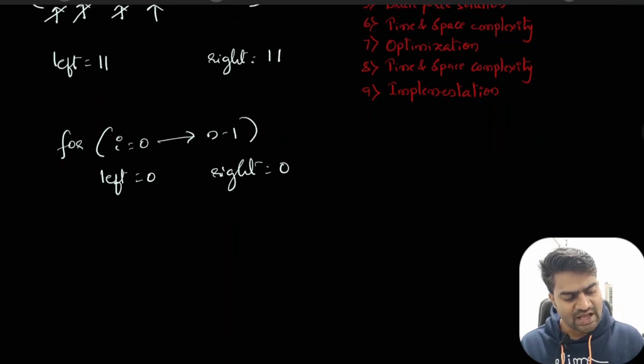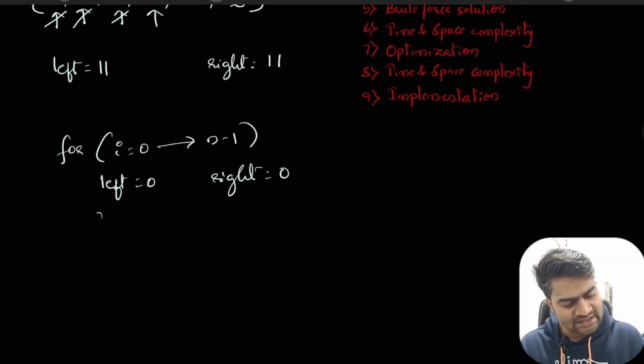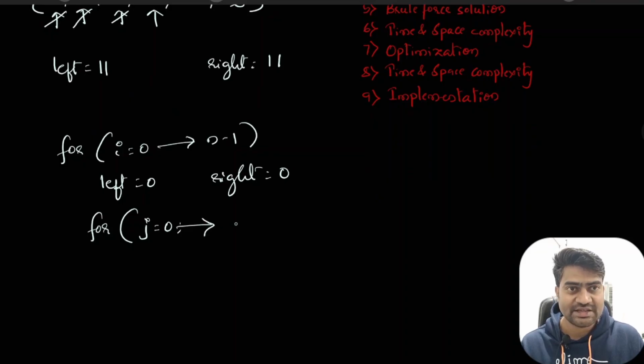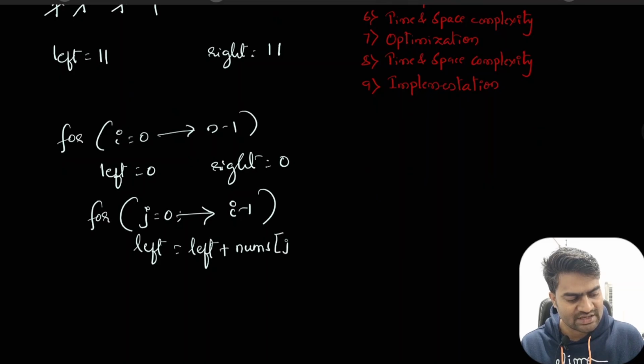Then what I will do, I will have to iterate. So if I am standing at this point, at this number, I will have to iterate from 0 till one index less than this particular number's index, correct, right? So now I will take another loop for j equal to 0 till j is equivalent to i minus 1. I need to iterate. Okay. So this gives me the left sum. So I will say left equal to left plus nums of j.